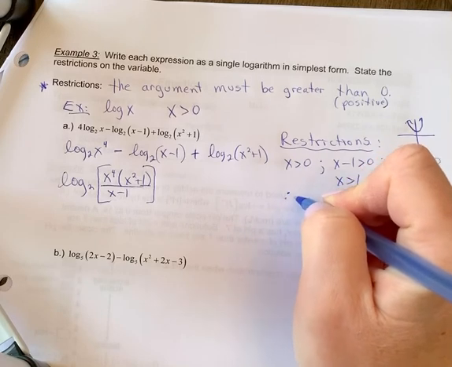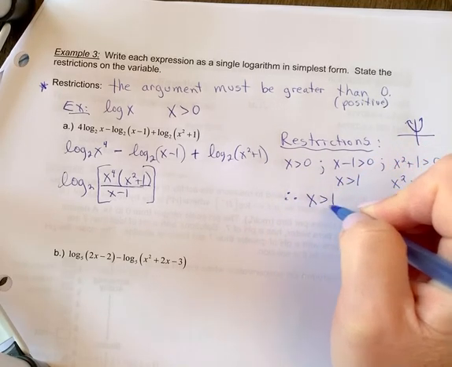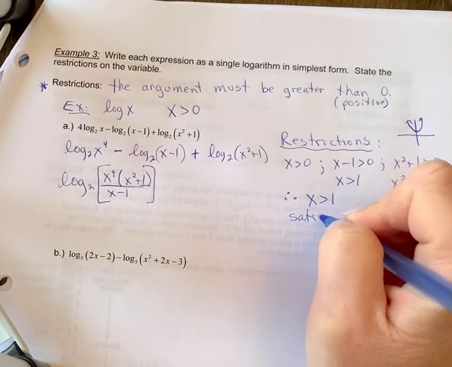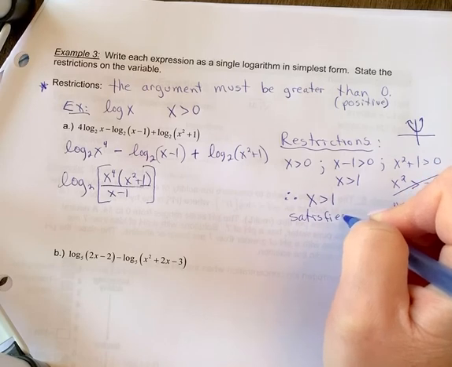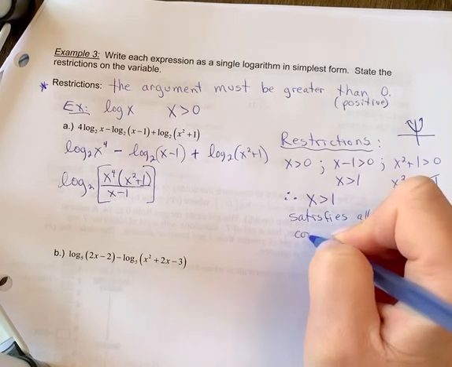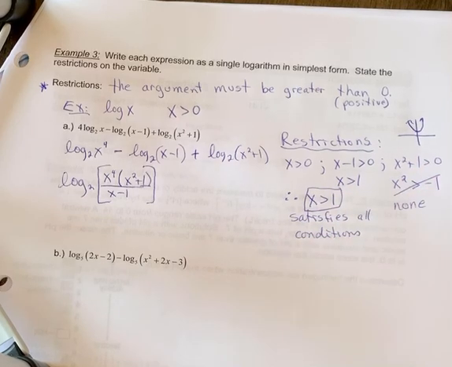So therefore, you want to clearly state your final answer. x is greater than 1 satisfies all conditions. Okay, so I'm just going to put that clearly as my answer for my restriction.